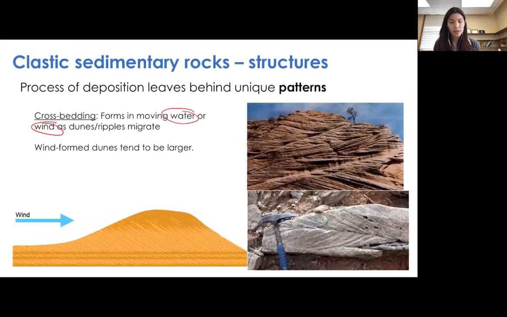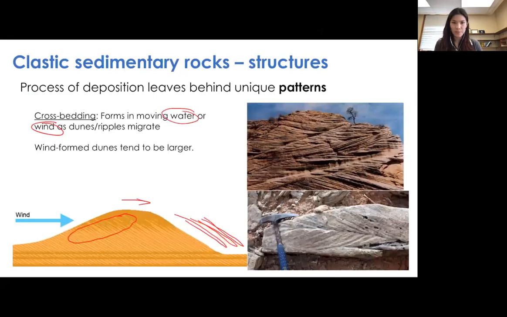So this is a nice GIF of how this forms. As the dune is migrating, it is depositing on the lee slope and eroding away on the upwind slope. So it's taking material from upwind and moving it downwind. And as it moves it downwind, it's being deposited in these angled layers. And these angled layers are preserved in the sedimentary record.